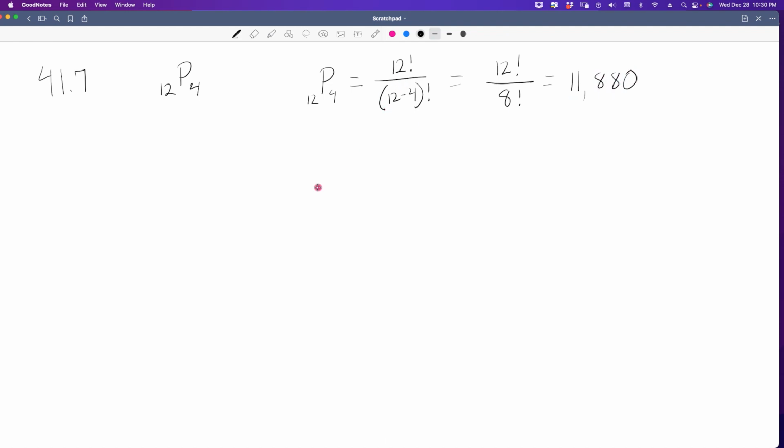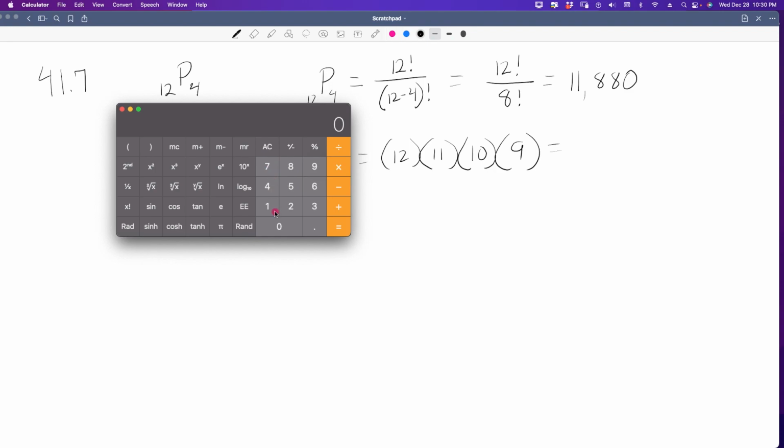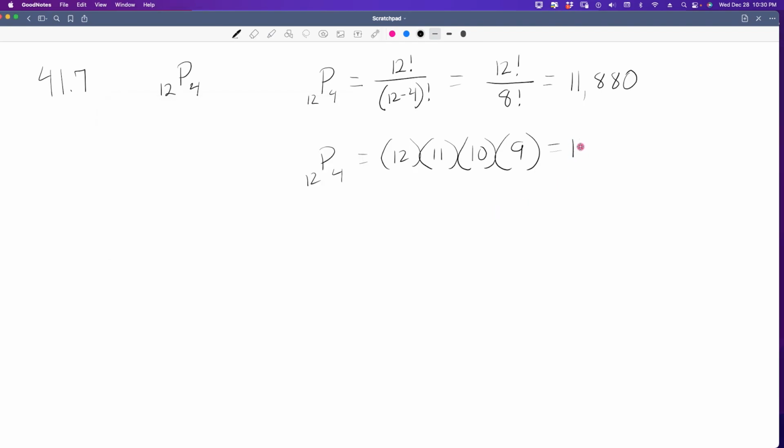Well, we know what this is, so let's write it out the same way. This would be 12 times 11 times 10 times 9, right? So let's see if that's the same answer, and double check our work. 12 times 11 times 10 times 9 is the same thing, 11,880. So this works. We got the same answer, and we were able to check our work by writing it out the way that we know it needs to be.